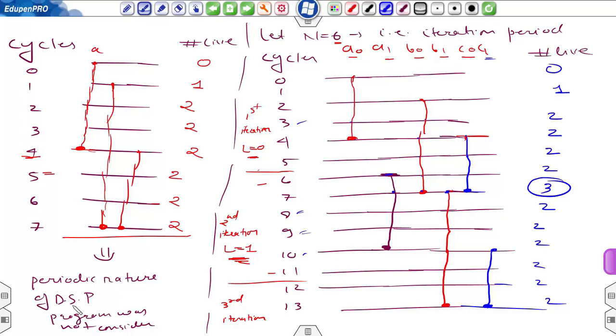When the periodic nature of the DSP program was not considered, the answer was 2. When we considered the periodic nature, the answer is 3. So this means that we have to consider the periodic nature during lifetime analysis. One way of doing this is to draw n iterations: for each variable, take n copies, draw the lives of the variable and determine the live cycles. This process is very lengthy.